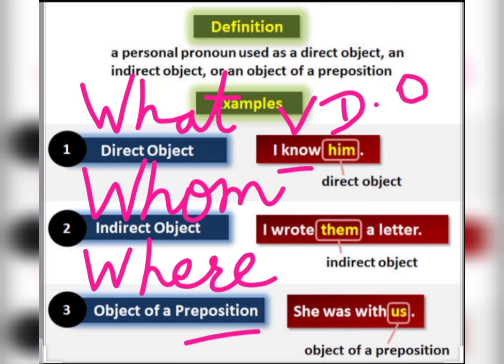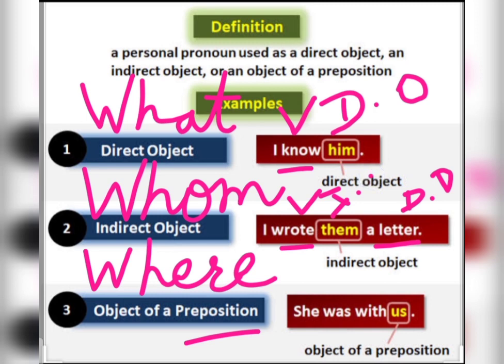Second example, I wrote them a letter. Here wrote is a verb. What I wrote? A letter. So here a letter is a direct object. To whom I have written the letter? Them. So it's an indirect object.